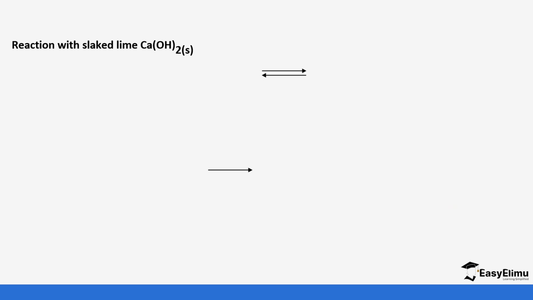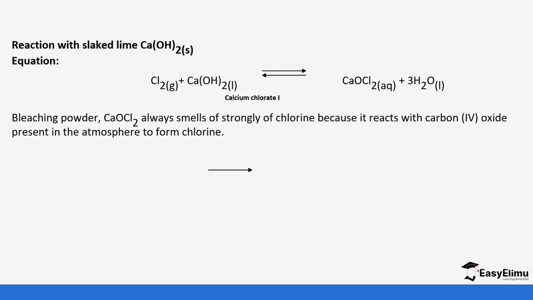It also reacts with calcium hydroxide to form calcium hypochlorite or calcium chlorate(I). This is what we refer to as the bleaching powder. You have had assessments where you've been told to identify bleaching powders. This is a bleaching powder when calcium hydroxide reacts with chlorine. It smells strongly of chlorine because it reacts with carbon dioxide in the air to form chlorine. So when you react calcium hypochlorite or calcium chlorate(I) with carbon dioxide, you form calcium carbonate and chlorine gas is given off.